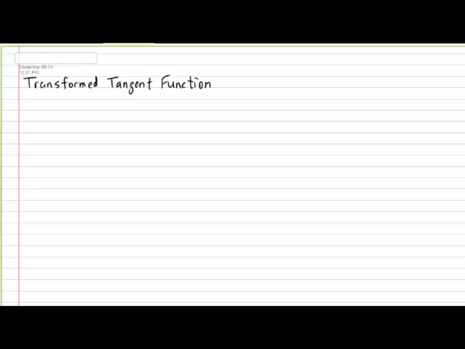Hi everyone. In today's lesson, we'll be taking a look at the transformed version of the tangent function. So in your notebook, please put down today's title, Transformed Tangent Function. The transformed tangent function has the following format. y = a tan(b(x - h)) + k.